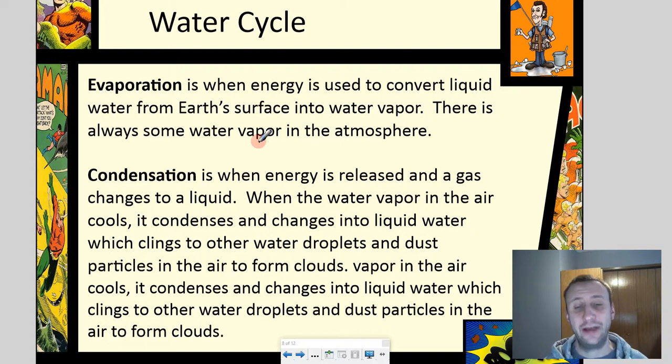Condensation is when energy is released and a gas changes to a liquid. When water vapor in the air cools, it condenses and changes into liquid water, which clings to other water droplets and dust particles in the air to form clouds.